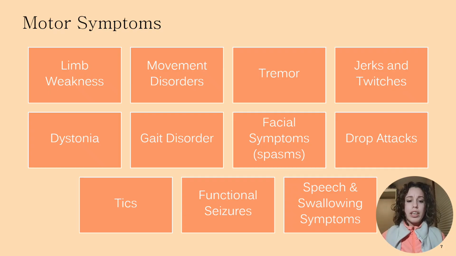So as you can see, there are a lot of motor symptoms. I would like to highlight just a few of these. There are functional or dissociative seizures, which cause seizure-like episodes that are caused by psychological or functional disruptions in the brain, and not by abnormal electrical activity. I'd also like to clarify what drop attacks are.